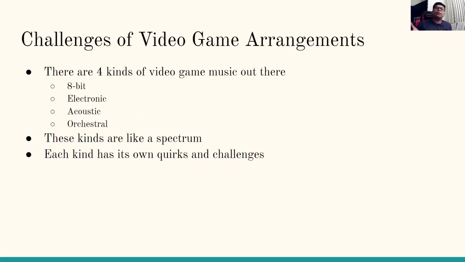So there are a couple of challenges in regards to video game arrangements, and this also extends to anime and film music as well. I kind of generalize music into these four categories. Now, these aren't set in stone, these are more of a spectrum. But just to get an idea of where we're at, there are four kinds of video game music out there, in my opinion. There's 8-bit music, electronic music, acoustic music, and orchestral music.